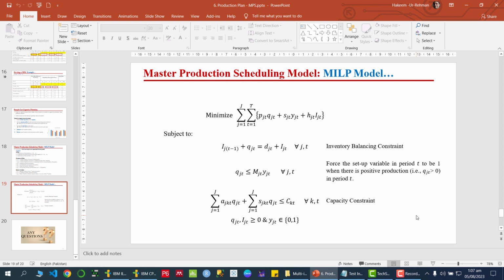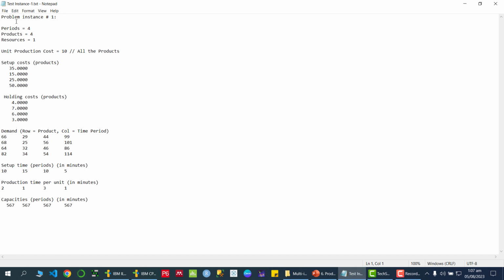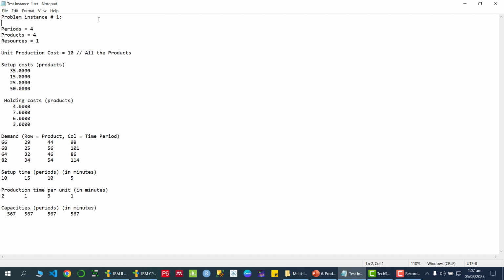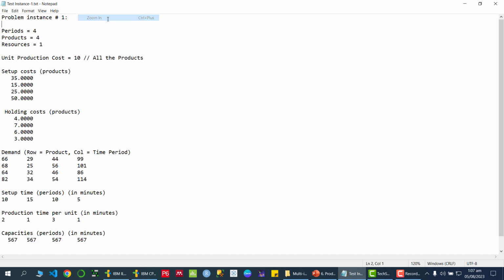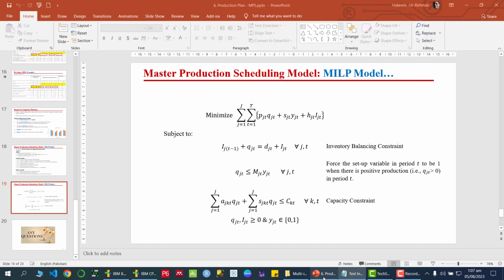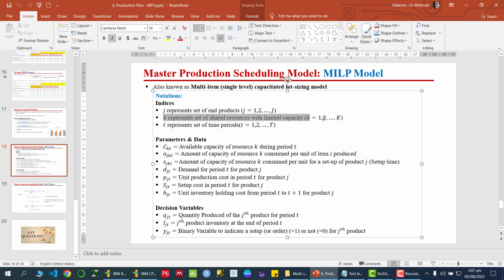Now let's discuss how we can implement this mixed integer programming model in OPL CPLEX, and then with the help of OPL CPLEX we are going to solve this model. For that I'm considering the test instances of this one. We are developing the production schedule for the next 4 time periods. We have a total of 4 products, and resources are equal to 1, which means our K is equal to 1 over here.